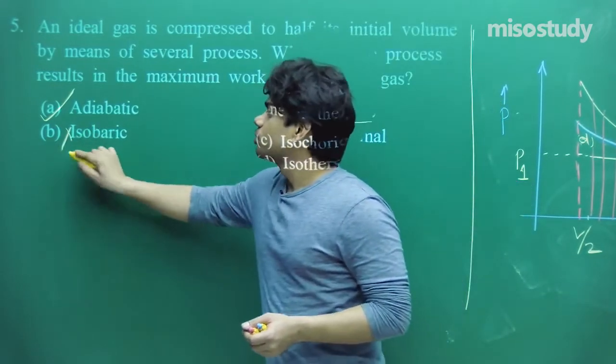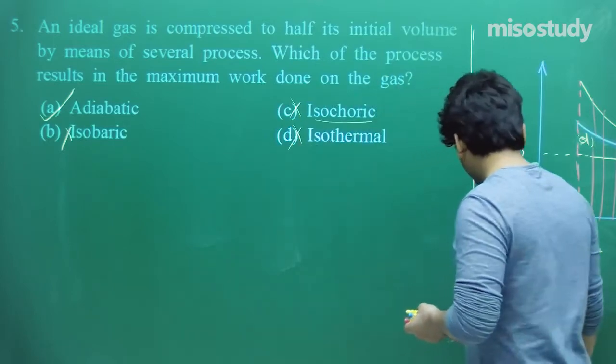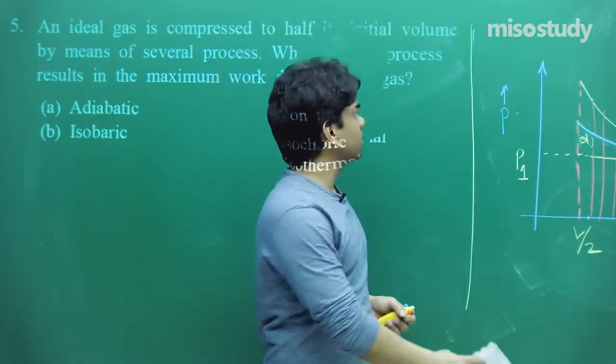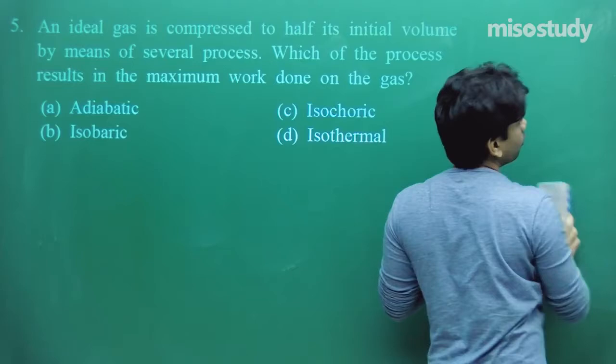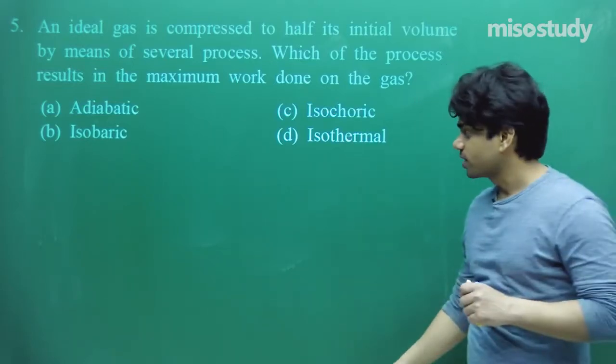Rest all options will be incorrect. Let's go ahead with the next question. This was a good question to understand how to relate the pressure volume graph for different kinds of processes.